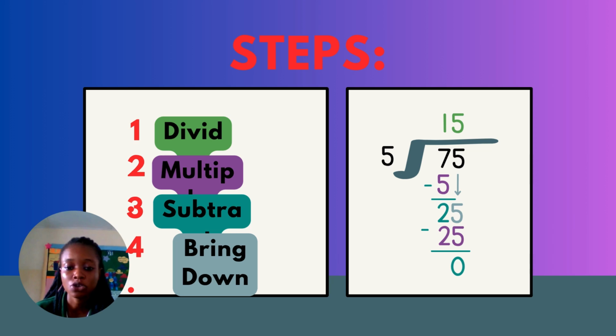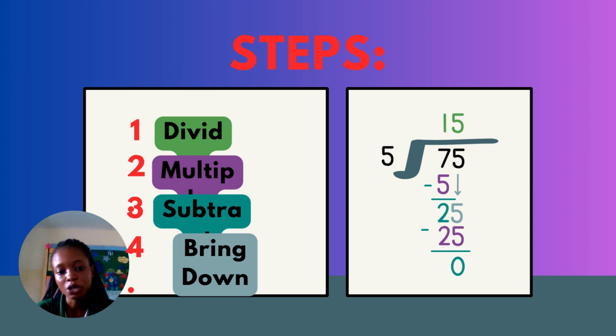There are some steps listed on your screen. First of all, start with 7. 7 divided by 5 will give you 1. You put it up. Then you do the next step, which is multiply. 5 times 1 will give you 5. Then you do the next, which is subtract. So you now do 7 minus 5, which will give you 2.